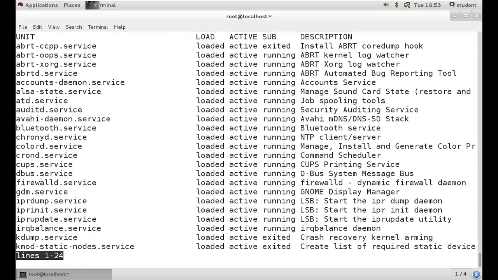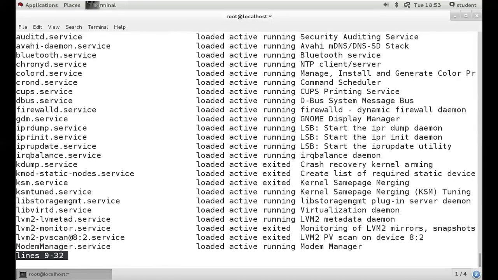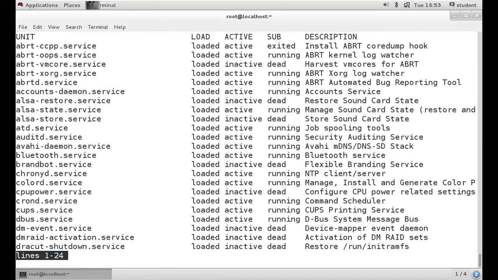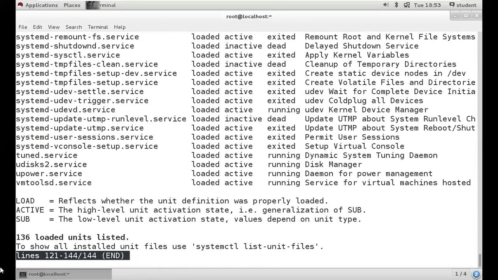Then hit enter. You are going to get only dot services only. Total how many services will we have? 69 services. If you want, you can add hyphen all. If you're adding all, what will happen? It is going to provide you inactive and active services both. So total how many services? 136 services, active and inactive both. So I hope you got it, guys, right?